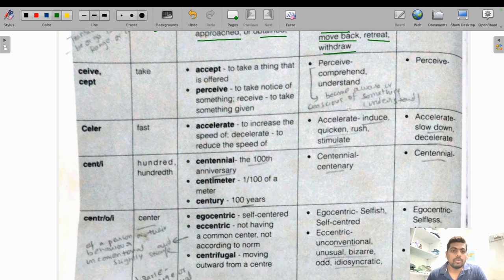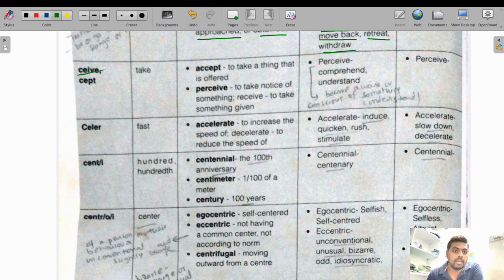Coming to the next root word, it is CEIVE or CEPT. Both mean take only. If you take some words, it is accept. Accept means, as we know already, to take a thing that is offered. It is coming from the root word CEPT. CEPT means take. So accept means to take a thing that is offered.